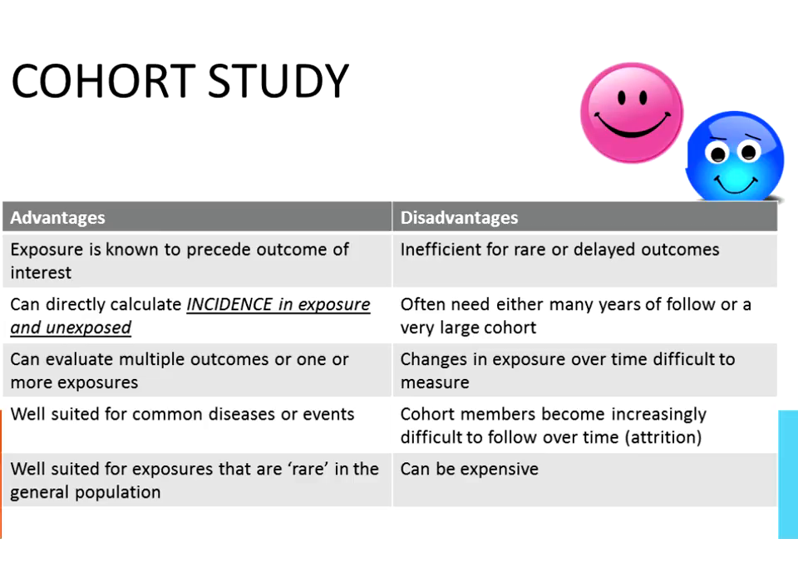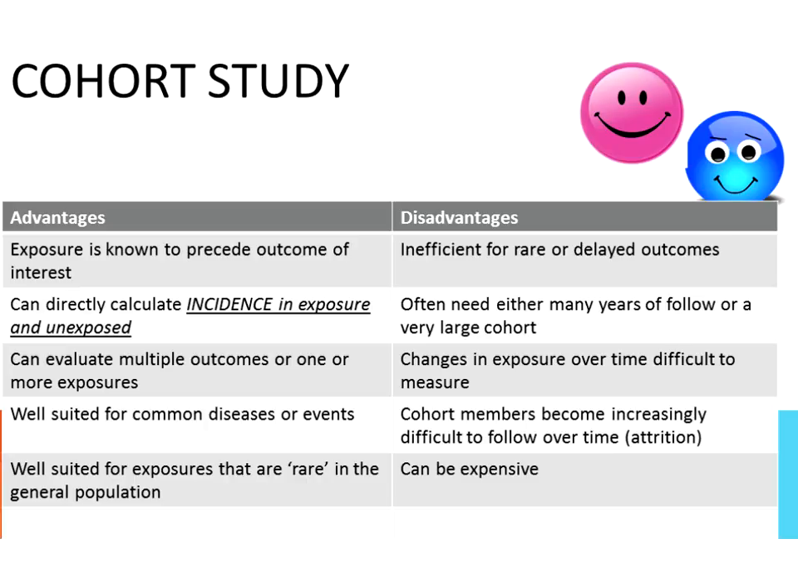So some of the advantages of a cohort study: the exposure is known to precede the outcome or the disease of interest. You can directly calculate an incidence of exposure versus an incidence of non-exposure. It can evaluate multiple outcomes, is well suited for common diseases or events, and can also be used for rare events.